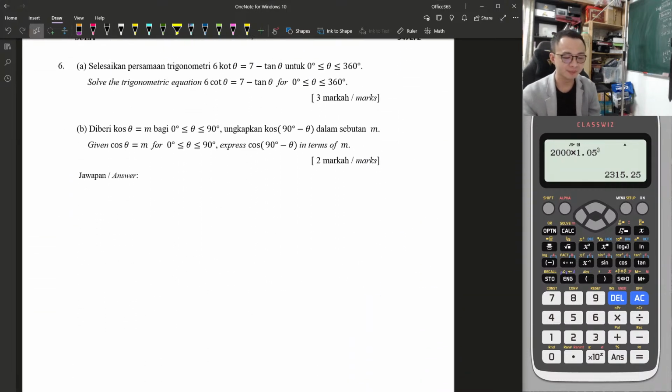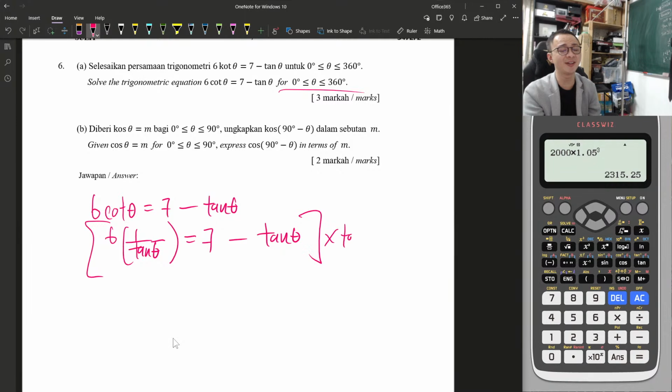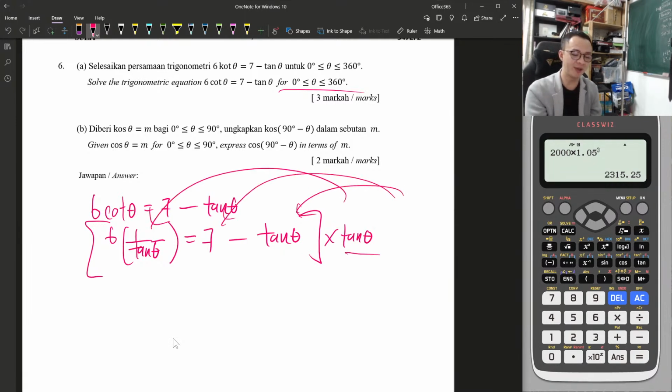Trigo. 6 cotangent theta equals 7 minus tangent theta. Alright, solve it from 0 to 360. The first thing is cotangent is 1 over tangent. And then I already see this is quadratic, so I multiply tangent theta for every single term. For the first one, I can cancel out, no more, left a 6 there.